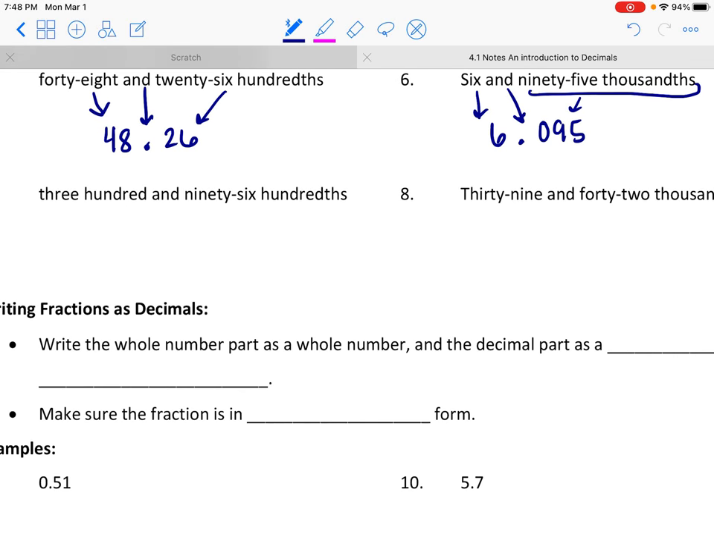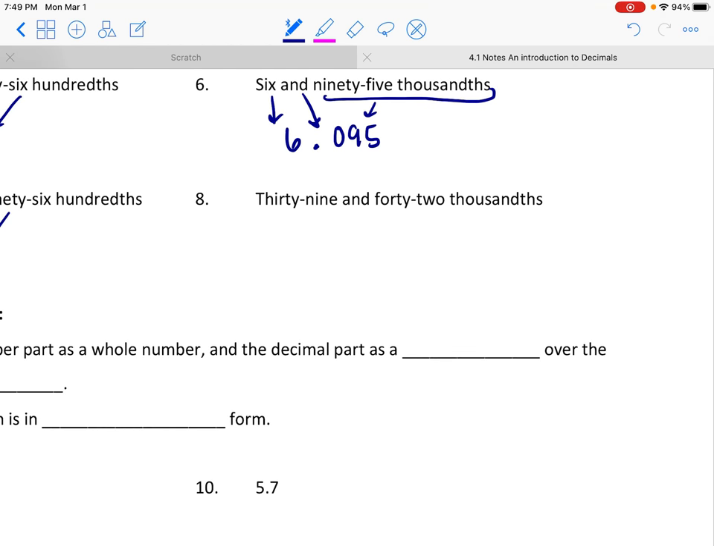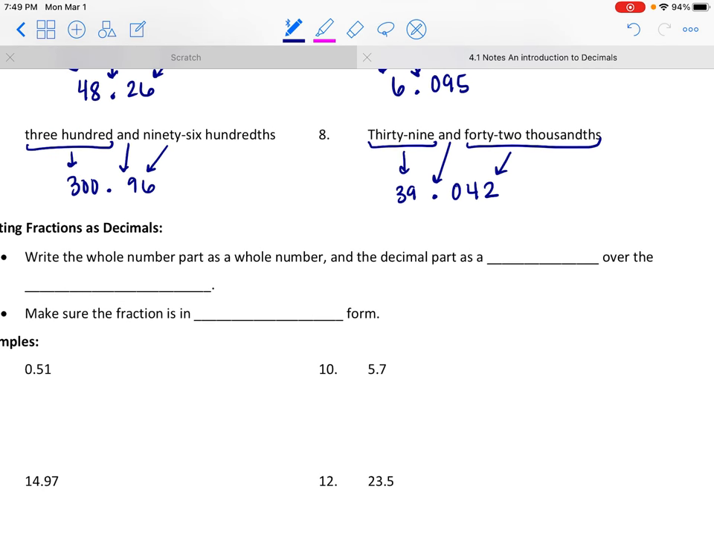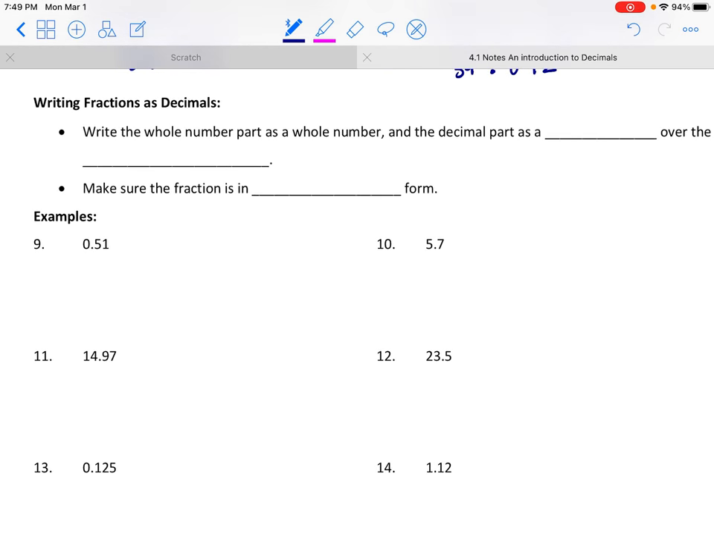If we have 396 hundredths, the 300, obviously 300, and "and" is our decimal. 96 hundredths is 0.96. And then let's see, 39 and 42 thousandths. So 42 thousandths, again, in the thousandths place means we need 3 numbers after the decimal. So I'm going to have to put a 0 in there in between the decimal and the 42 to make sure that happens. Okay? So 39 and 42 thousandths looks like that. All right, not so bad, hopefully.